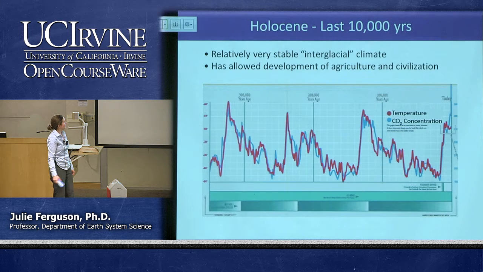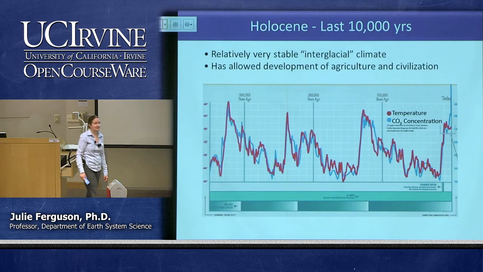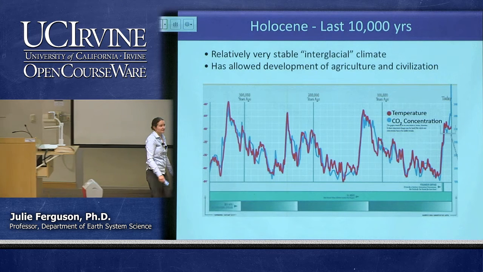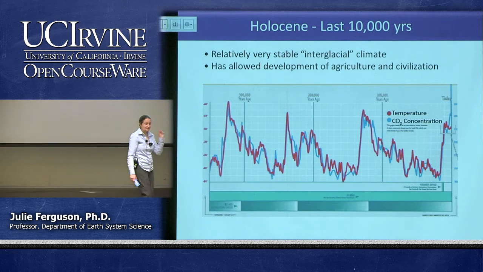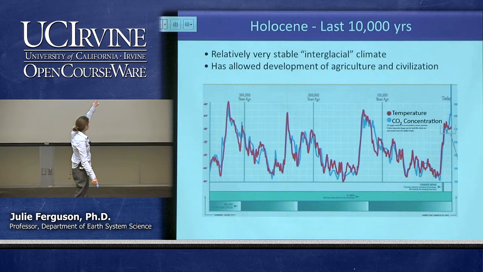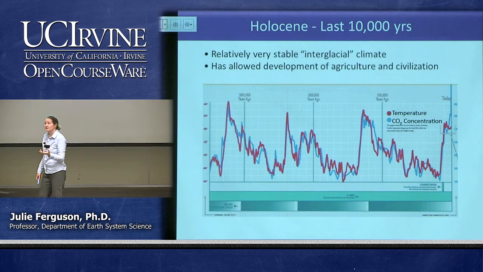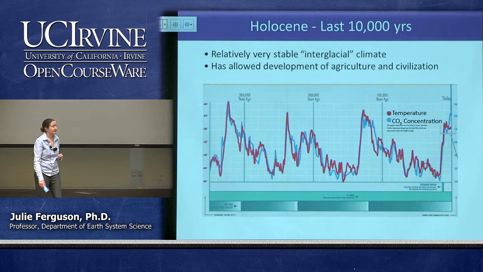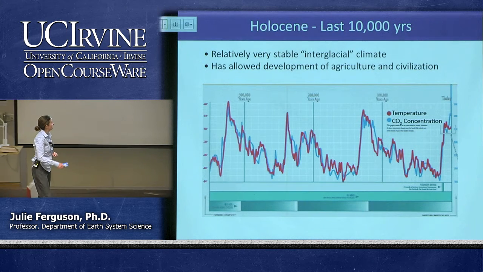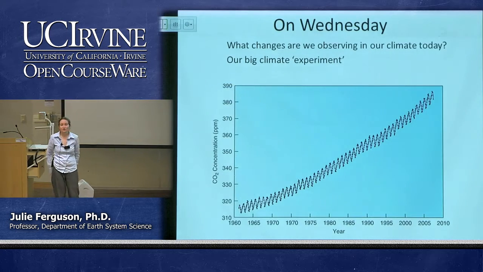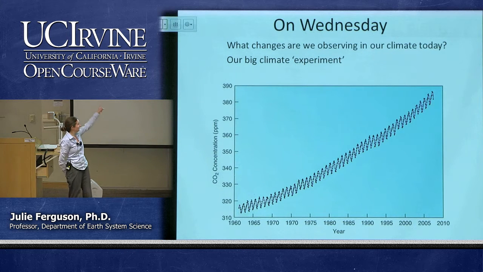Okay? And then lastly, in our last 10,000 years, we're back into an interglacial. And that really stable climate, you can see how constant that red line is for the last 10,000 years, is what has allowed us to develop agriculture and civilization. Okay? But the next question is, what is going to happen next as a result of this? And that's what we're going to talk about on Wednesday.